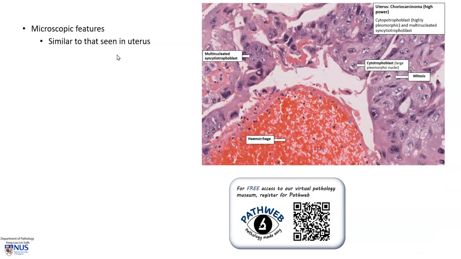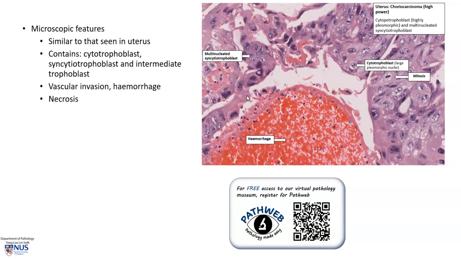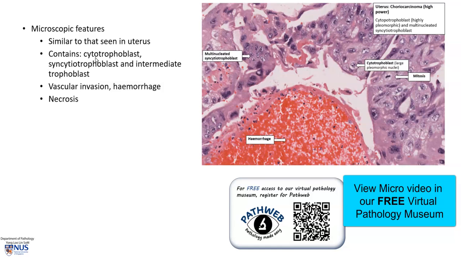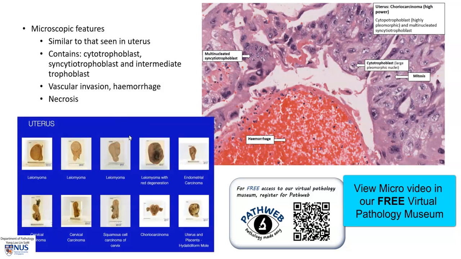Microscopically, the choriocarcinoma in the testis will appear similar to that in the uterus. And we are just focusing on the choriocarcinoma component here. We can see multinucleated syncytial trophoblast and also cytotrophoblast, which are mononuclear cells, and lots of mitotic figures and hemorrhage. So the trophoblastic tissue will be composed of cytotrophoblast, multinucleated syncytial trophoblast, and also intermediate trophoblast. Often we see vascular invasion and hence hemorrhage and sometimes necrosis.